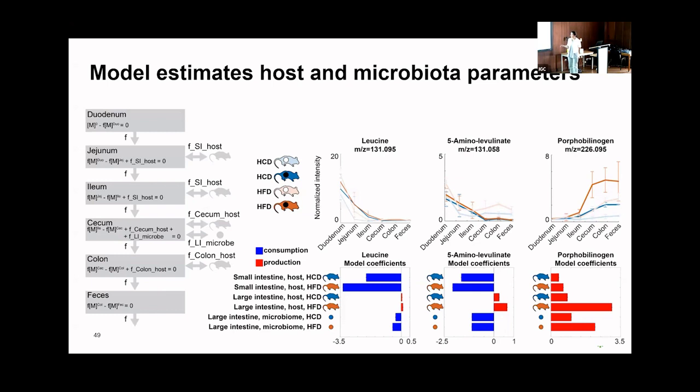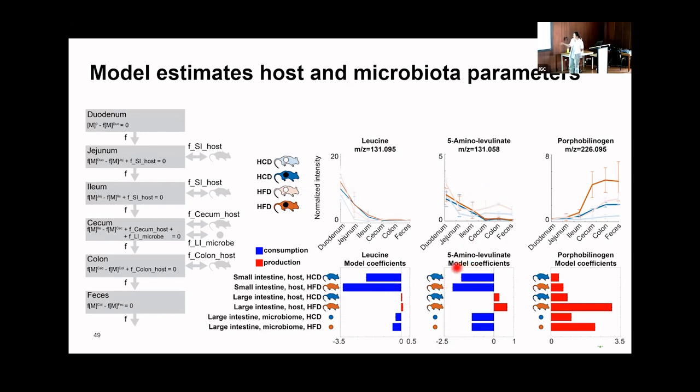to metabolite profile. For example, for leucine, our model estimates that the negative metabolism parameters of the host and the small intestine are the largest contributors to leucine profile in the gastrointestinal tract. For 5-aminolevulinate, this is mixed.